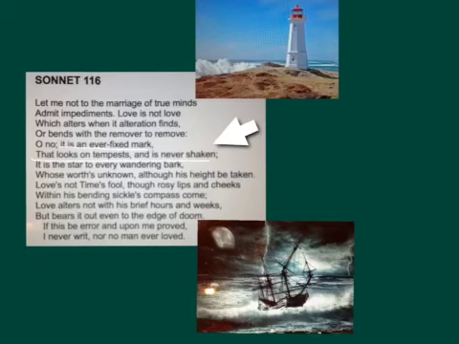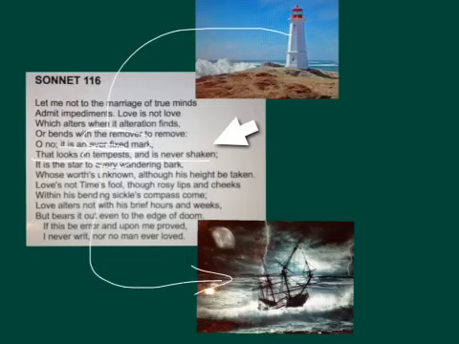First and foremost, we've got to understand the language that Shakespeare is using here. So when he writes an ever fixed mark, what he's actually talking about is a lighthouse. And then when he talks about tempests, a tempest is actually a storm at sea. So this is the imagery that he's using. But we need to understand why he's using this imagery.